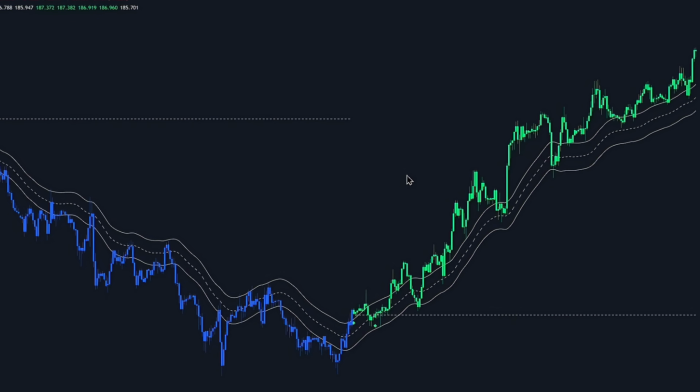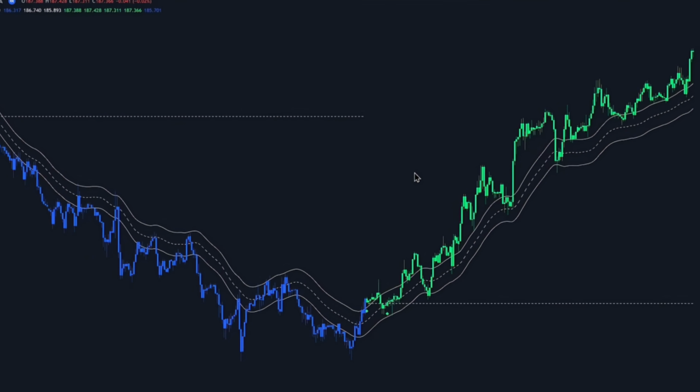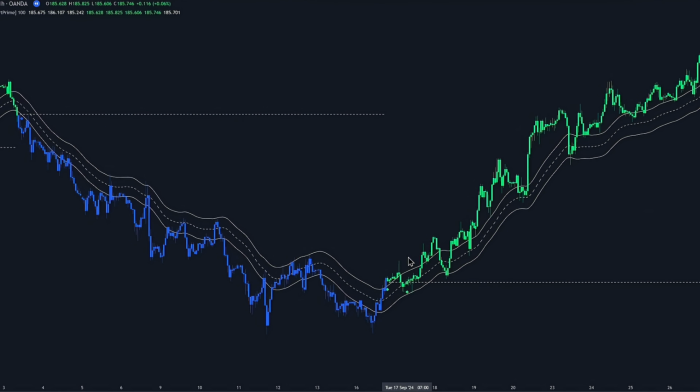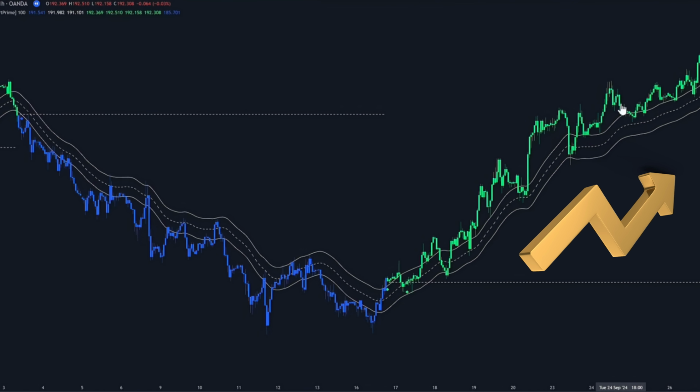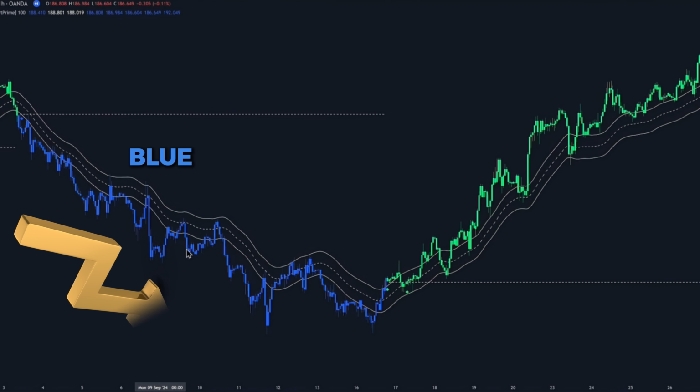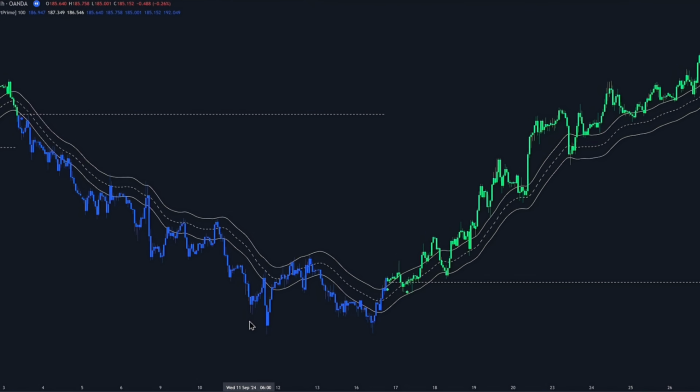The first and most obvious way is for trend direction. The indicator makes this incredibly simple by coloring the candles for you. When the candles are colored lime green, the indicator is signaling a clear uptrend, and you should probably be looking for long opportunities. Conversely, when the candles turn blue, it's signaling a downtrend, and you'd want to start looking for shorts. It's a simple visual guide to help you stay aligned with the market's flow.